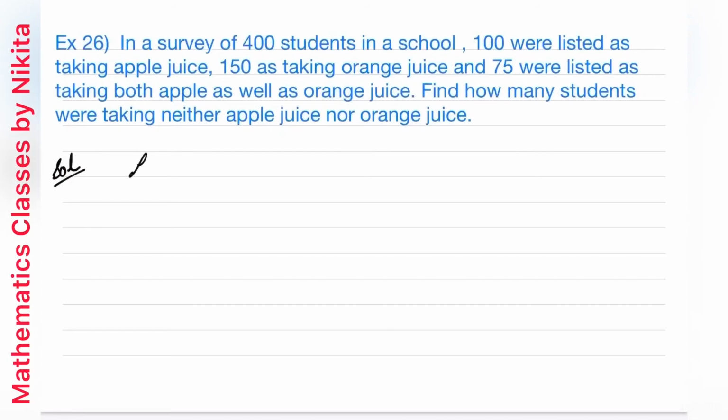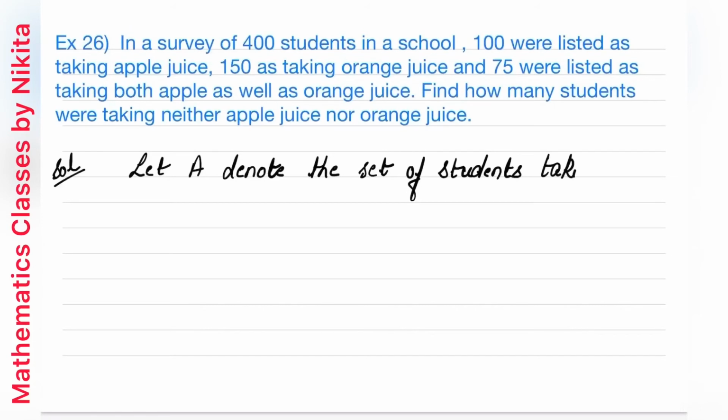So let A denote the set of students taking apple juice and let B denote the set of students taking orange juice.